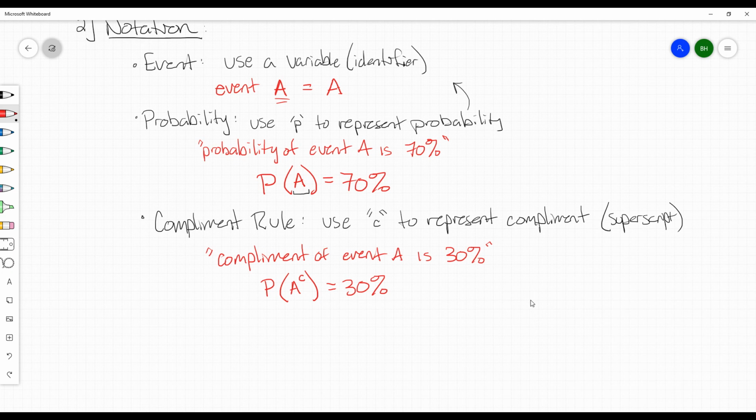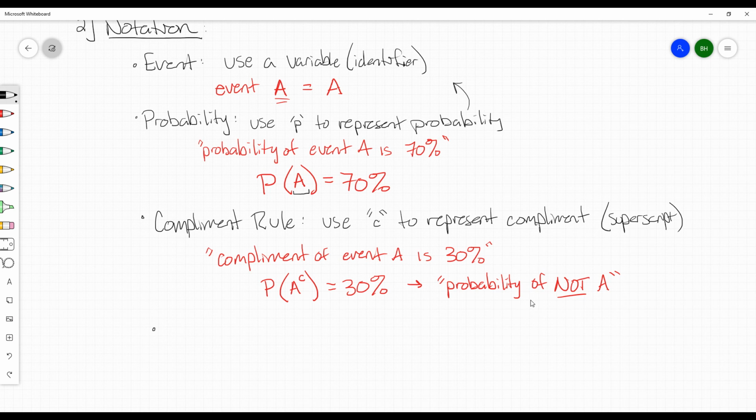Okay. In other words, you can also look at this and say the probability of not A. So the rest. You can use either of those interchangeably.